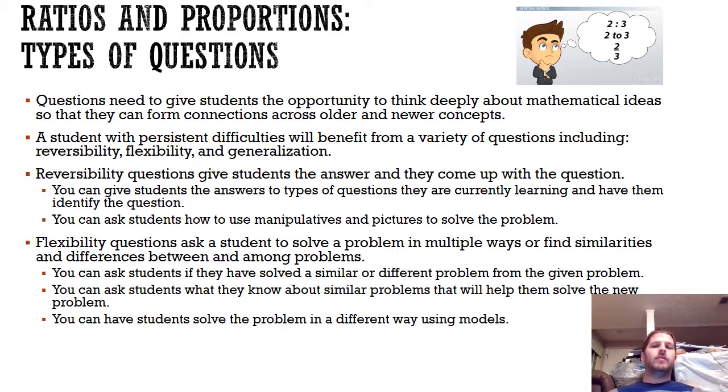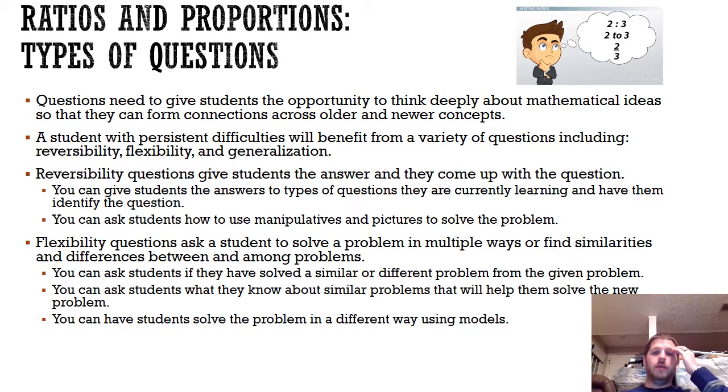Flexibility questions ask a student to solve the problem in multiple ways or find similarities and differences between and among problems. You can ask students if they have solved a similar or different problem from the given problem. You can ask students what they know about similar problems that will help them solve the new problem. And then you can have students solve the problem in a different way using models.